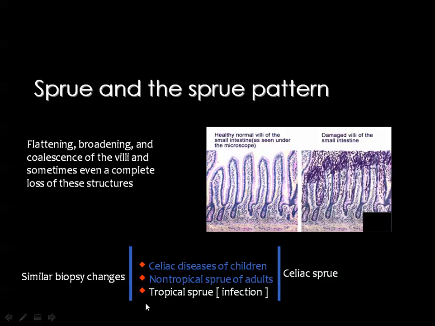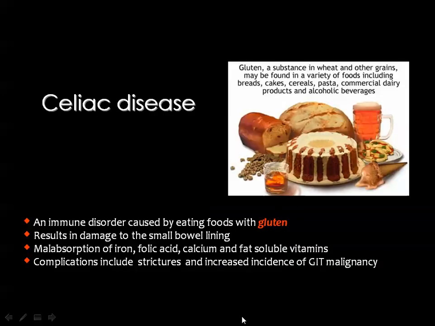And you know that previously we have described what's known as tropical sprue and non-tropical sprue, but you can now describe all these categories under what is known as the celiac sprue. And the celiac sprue will include the celiac disease in children, the non-tropical sprue in adults, and the tropical sprue, which is an inflammatory condition resulting from infection leading to malabsorption.